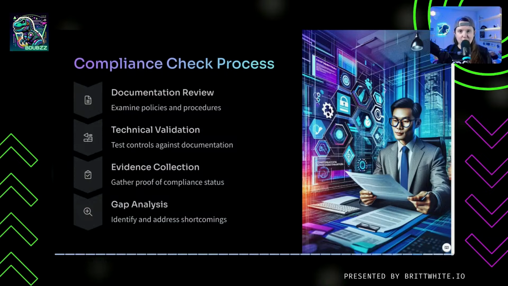Throughout this process, we meticulously gather evidence. If you didn't document it, it didn't happen. This evidence and documentation proves our compliance status. Finally, we conduct a comprehensive gap analysis to identify areas where we're falling short, and more importantly, this part helps us develop specific plans to address these gaps. Regular compliance checks provide documented proof that our security controls are both effective and legally compliant.